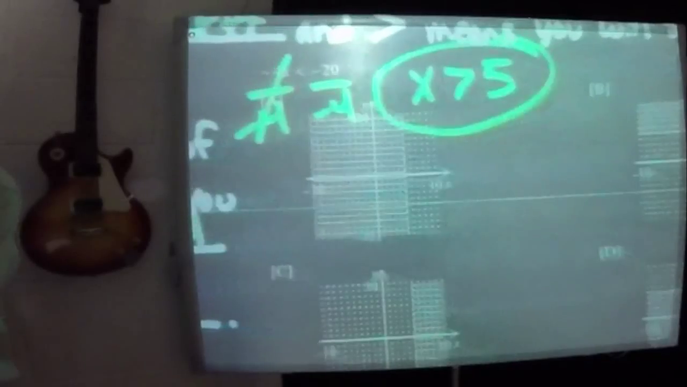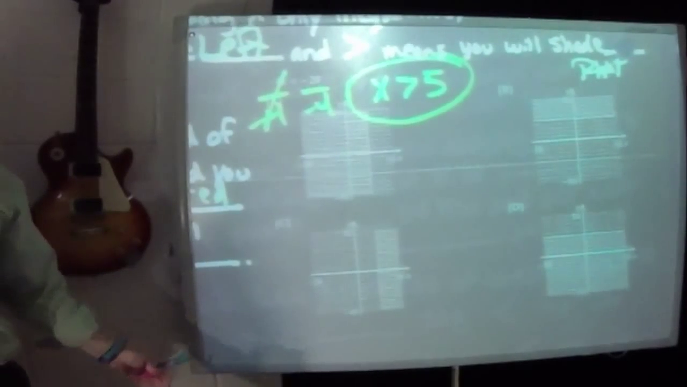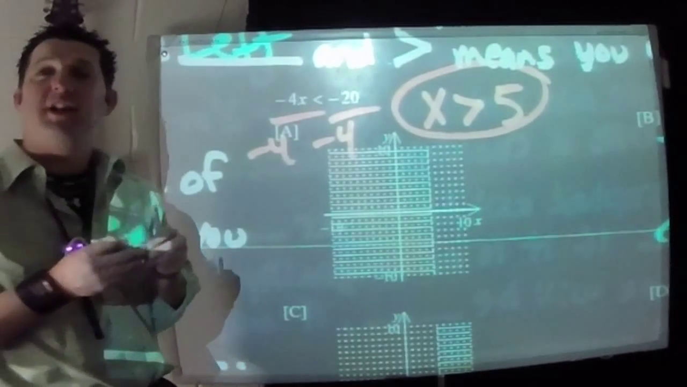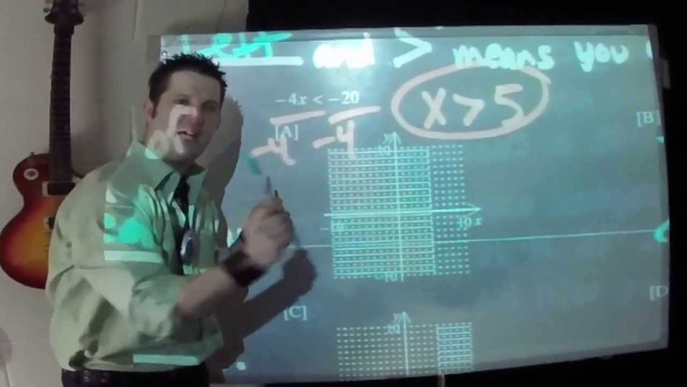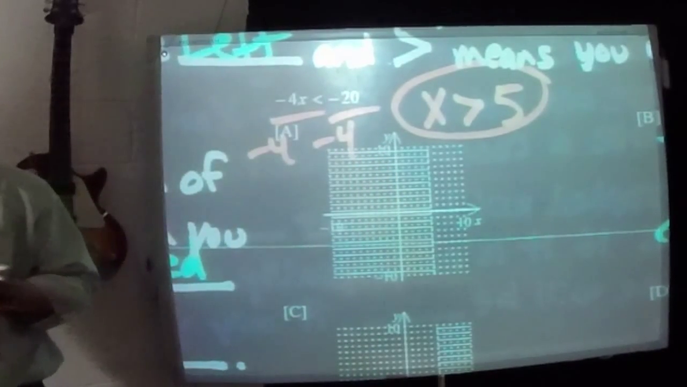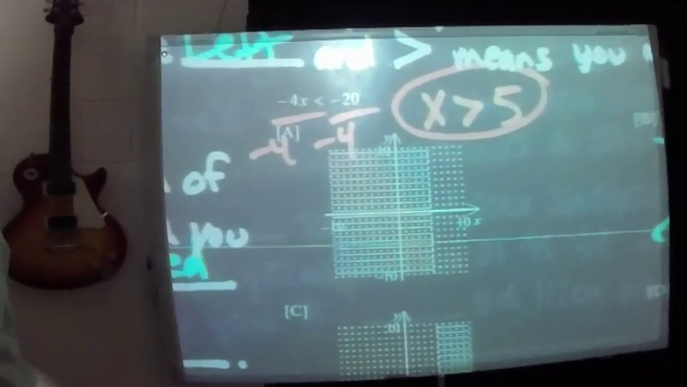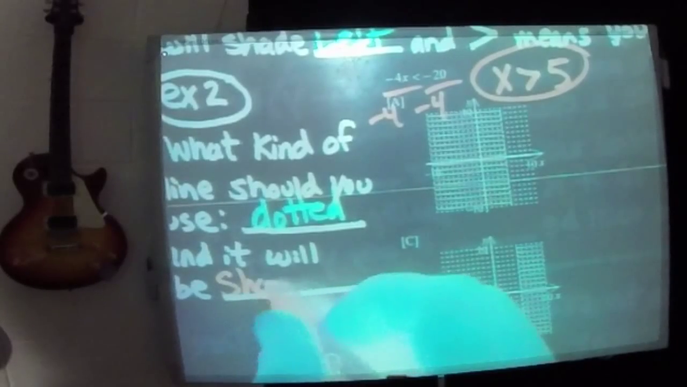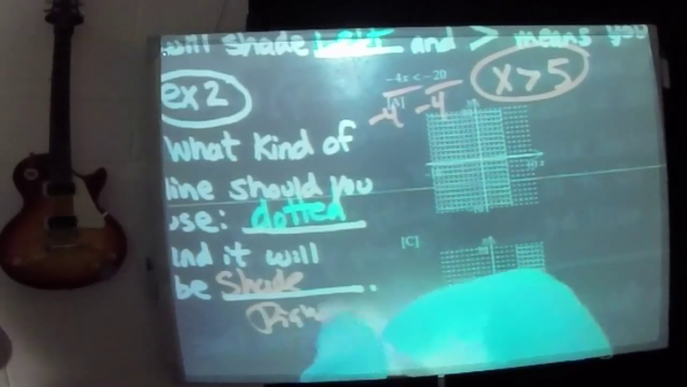All right, so let's look at all our possible answers. We want a vertical line. Where's my two vertical lines at? We got 5 again. X is greater than 5. So you're going to put a vertical line over to the right 5. Vertical line, dotted. And the question is, now that it's greater than, are you going to shade left or shade right? Right. Shade right. And it will be C.